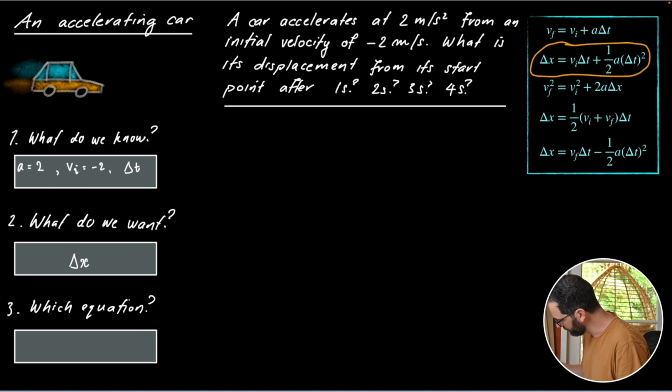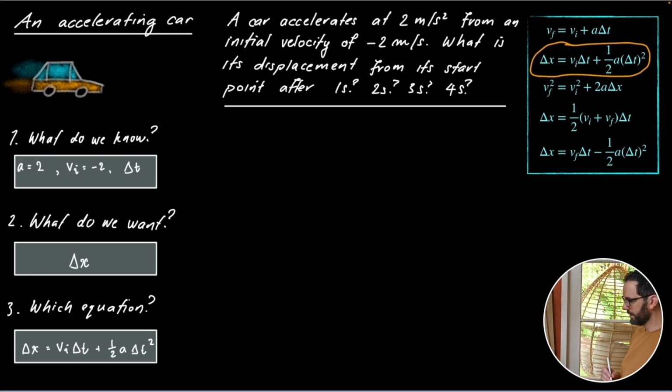So the equation that we want to use is delta x is equal to vi delta t plus half a delta t squared. And we don't have to do any rearranging for this question because it's already in terms of delta x equals something in terms of the others, so that's fine. So we can just pretty much put the numbers in and hope for the best.